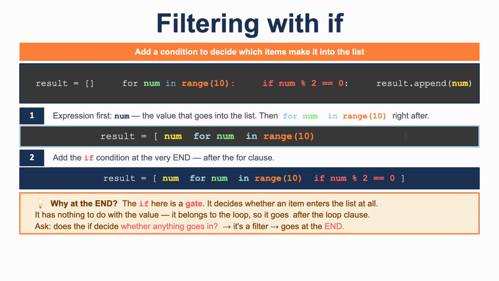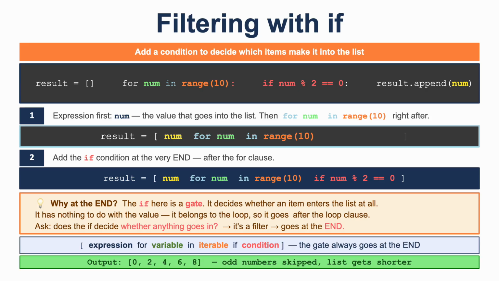Now here is the important question to ask yourself. Does the if decide what value goes in, or does it decide whether anything goes in at all? Here the if is a gate. It has nothing to do with the value itself. It simply controls whether an item enters the list at all. Items that fail the condition are skipped completely and never appear in the list. Because it controls entry, not value, it belongs at the end after the loop. Think of it as the same sentence with a filter at the end: what you want for each item in this collection, but only if the condition is true.